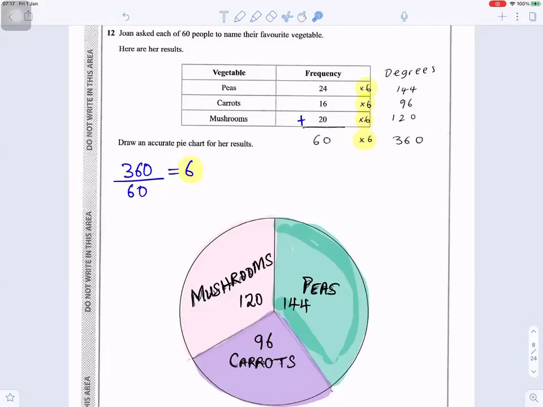Now you can draw it. You use your protractor. 144 is for the peas. You measure that angle and draw it. 96 is for the carrot. And what is left is 120. That will be for your mushroom.